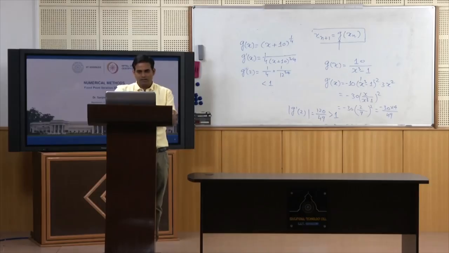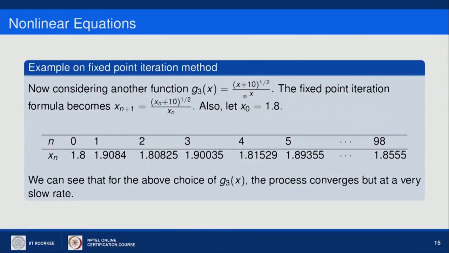If we take the third choice of g, that can be written as 10^(1/2)/x... more precisely, g(x) = x + 10^(1/2)/x... then the fixed point iteration formula becomes x_{n+1} = 10^(1/2)/x_n. And here let us start with x0 = 1.8, which is quite close to the exact solution. Earlier we were taking 2, but now let us take 1.8. So here x0 is 1.8, x1 will become 1.9084, x2 will become 1.80825. Continuing in the same manner, we see that the solution converges to 1.8555 in 98 iterations.